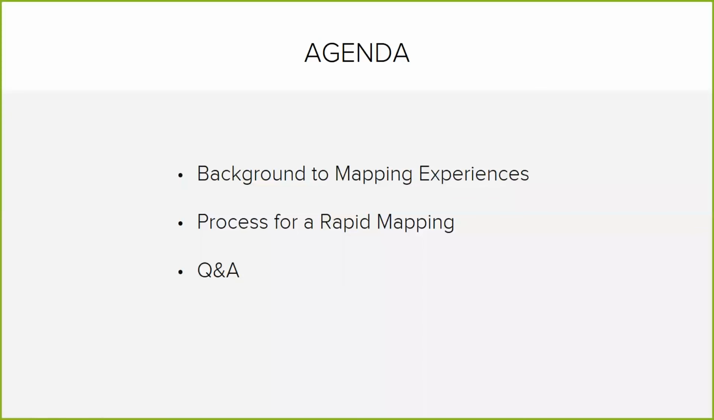So here's a brief agenda of what we're going to talk about. I'll give a little bit of background to mapping experiences, and then I'm going to talk about a process, and that's going to form the majority of the presentation. We'll be talking about the 4 steps in the process and how you can get through each one of those quickly. And then we'll take some questions at the end. So if you do have some questions, put them into the Q&A pane of the webinar software. We'll try to get to as many as we can at the end of the session. So I have quite a bit to cover, and I'm going to jump right in.